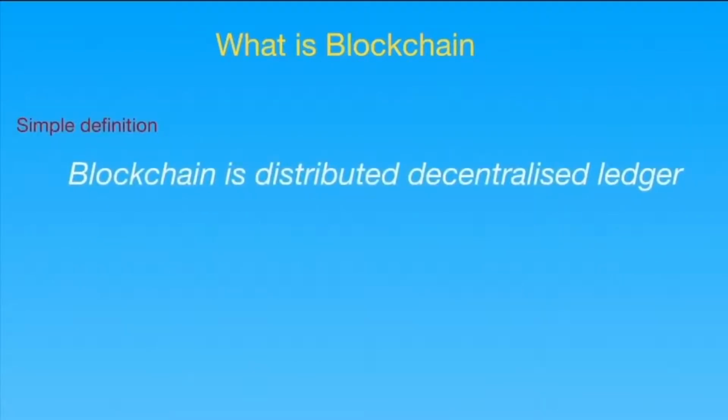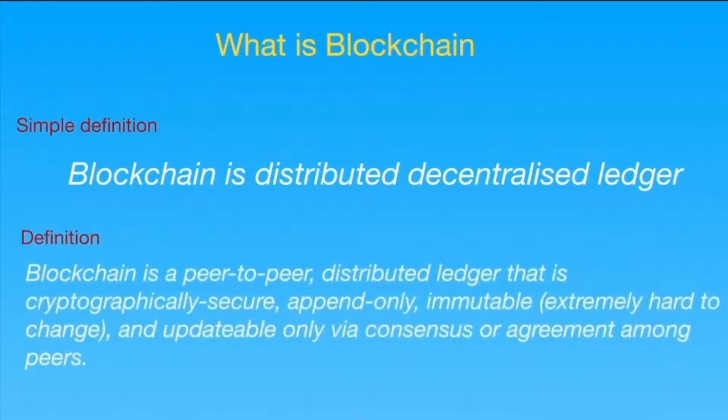So firstly, what is blockchain? In simple words, a blockchain is a distributed, decentralized ledger. In order to understand the blockchain, we have to understand the meaning of these three words first. If we go into more detail, the definition of blockchain will be: a blockchain is a peer-to-peer distributed ledger that is cryptographically secure and is also immutable. The updates in a blockchain happen via a consensus algorithm among the various nodes participating in the blockchain.